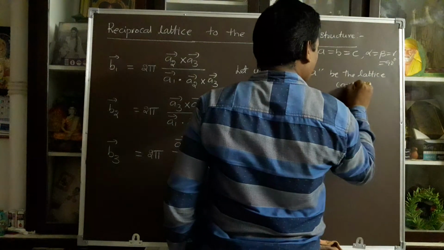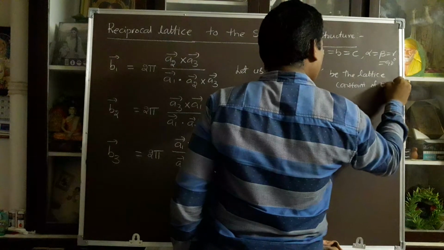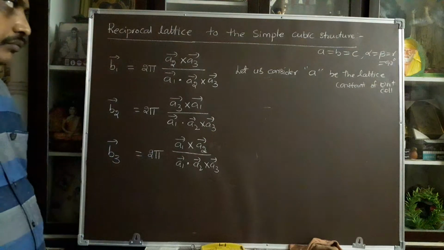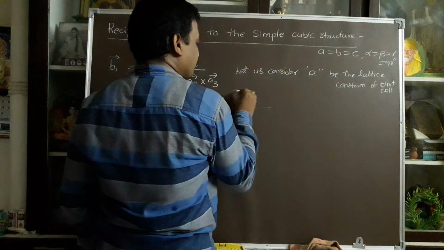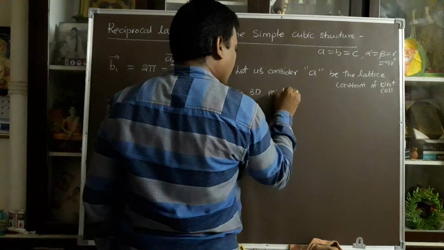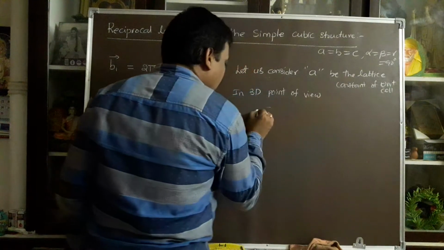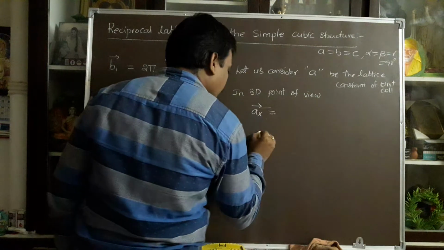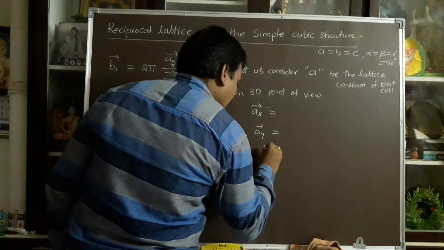Small a is considered as the lattice constant of the unit cell. From a 3-dimensional point of view, I am writing a_x bar, a_y bar and a_z bar.